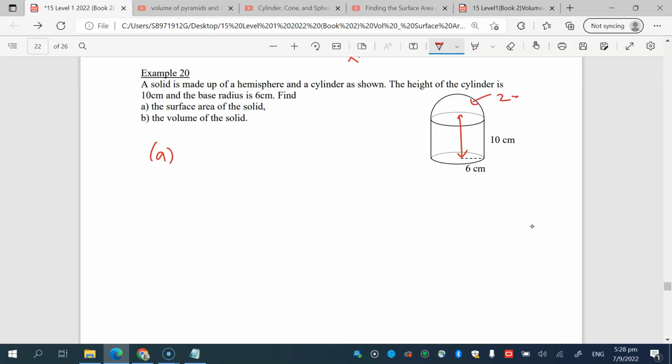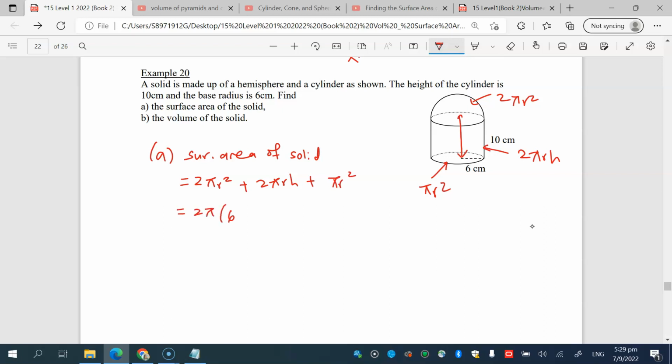So this part is 2 pi r square, right, for the area. Then for the cylinder, the curved part is 2 pi r h, and then the bottom is pi r squared. So write down surface area of solid equals 2 pi r square plus 2 pi r h plus another pi r square. Then you just sub in the values. R is 6, h is 10. And then it's just a matter of pressing calculator correctly.